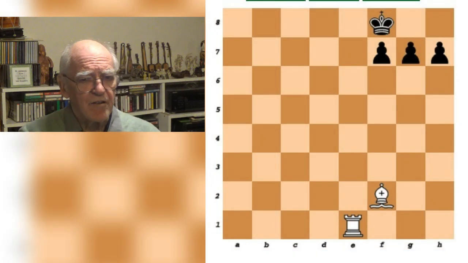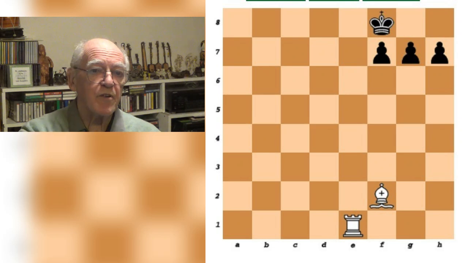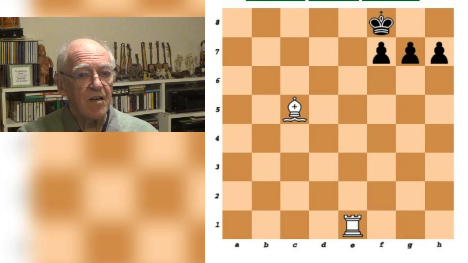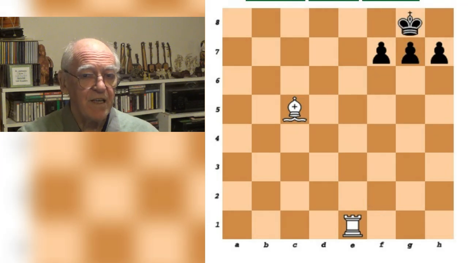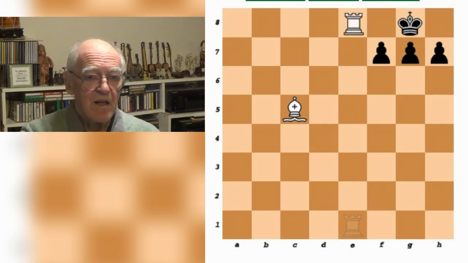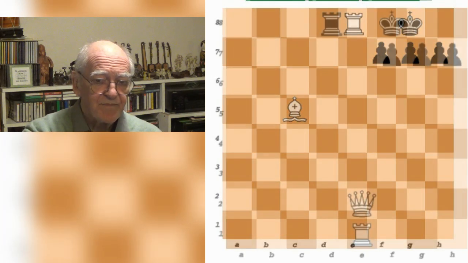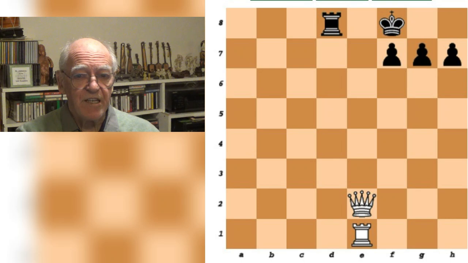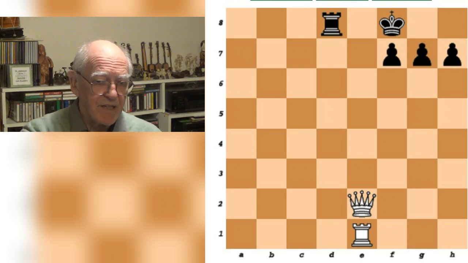Here we cannot give checkmate on e8 because the king protects the square. But after bishop f2 to c5 check, the king must go to g8 and then follows rook e8 checkmate. In this case, square e8 is even covered twice, by the rook and by the king. But that doesn't help either.